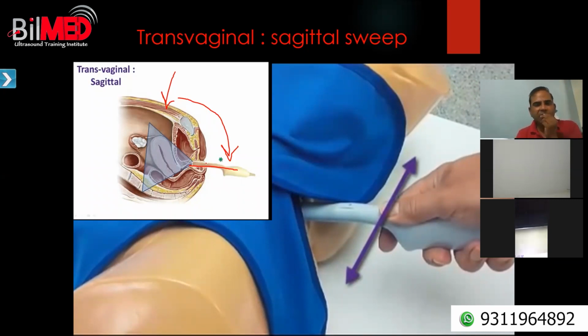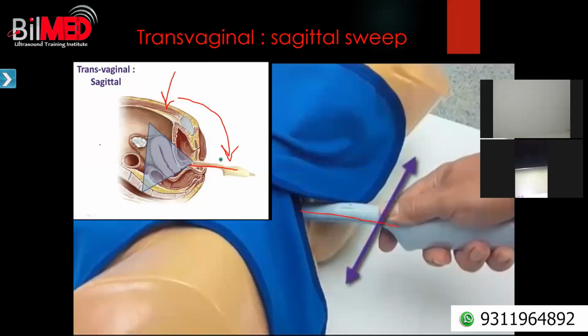Point number two is that Dr. Namita, you have inserted the probe. Now you want to take the multiple scan planes of this longitudinal uterus, where you will rotate the probe from right to left or from top to bottom, being in longitudinal section.